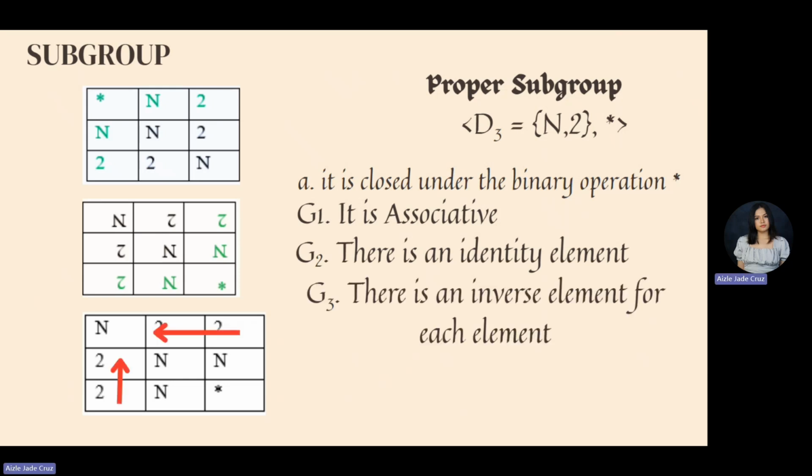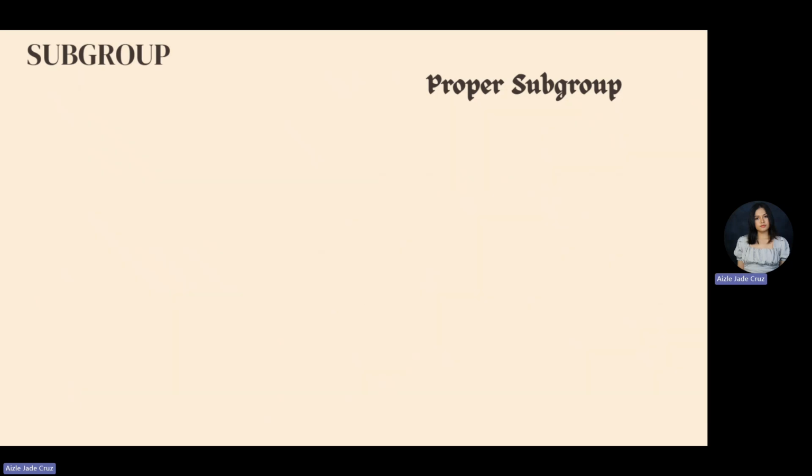G sub 3, there's an inverse element for each element, which are n inverse is equal to n, 2 inverse is equal to 2. Therefore, D sub 3 consisting of the elements n and 2 under the binary operation star is a subgroup because it satisfies all the conditions by being a group.